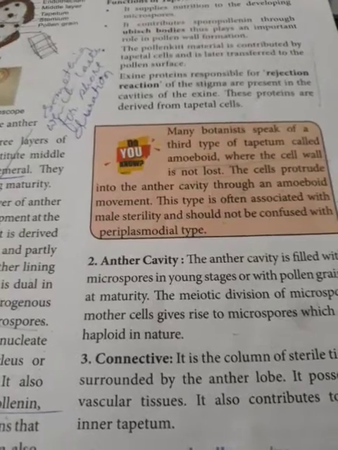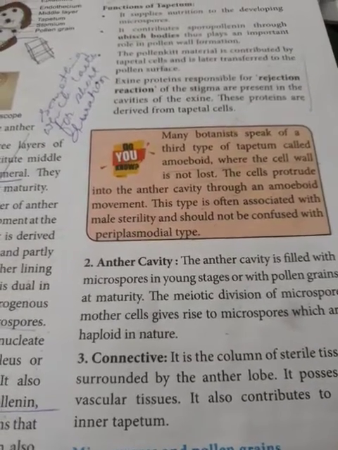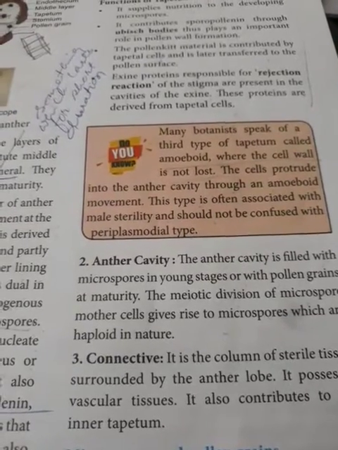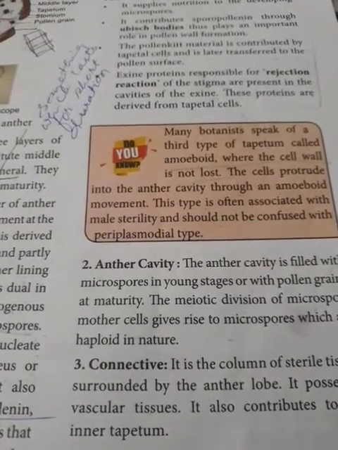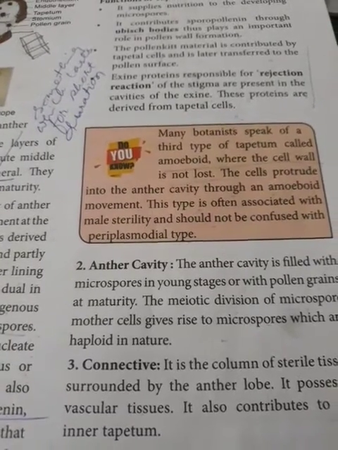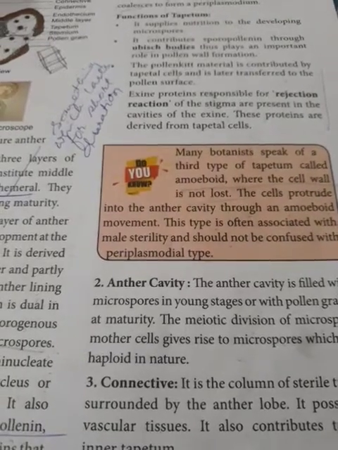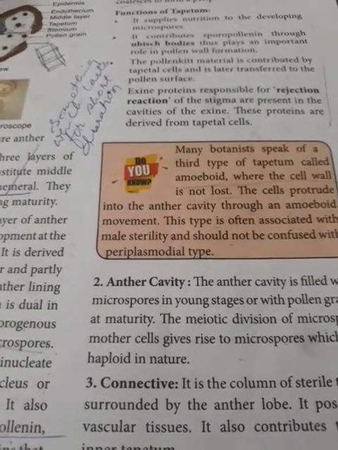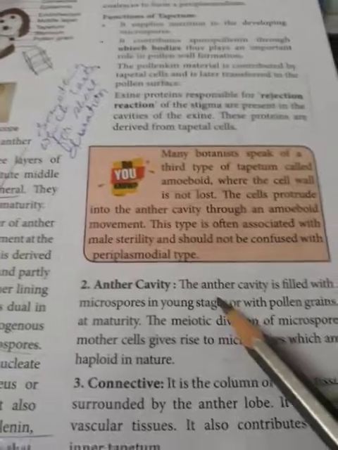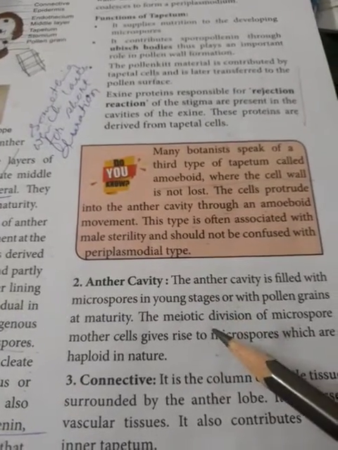Good morning, students. First, we have learned that if we cut the cross section of a mature anther, it is made up of two main parts. The first part is the anther wall that we have discussed. The four distinct layers are present around the anther cavity. We have discussed the anther wall in detail, along with its functions.